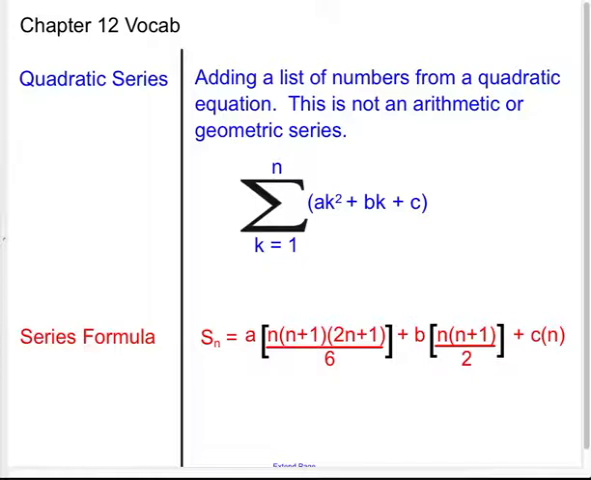So if you think about what the graph of a parabola looks like, it's that curve, versus arithmetic would be a line and geometric would be exponential. So our series formula is quite a bit more complicated than the other formulas we've seen so far. So remember that A, B, and C: A is the coefficient of our x squared term, B is the coefficient of our x term, and C is our constant. N, as usual, is the number of terms that we are summing.